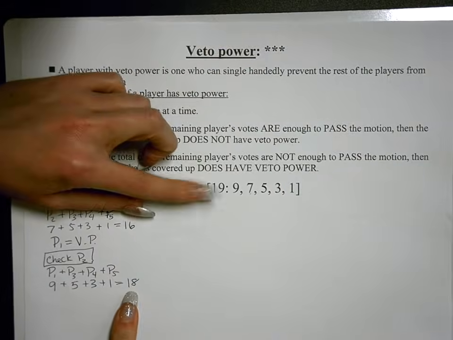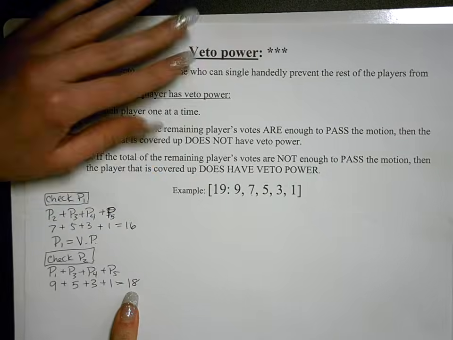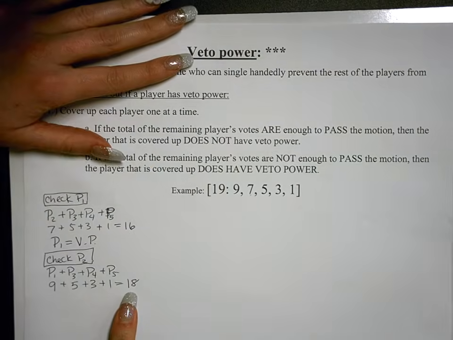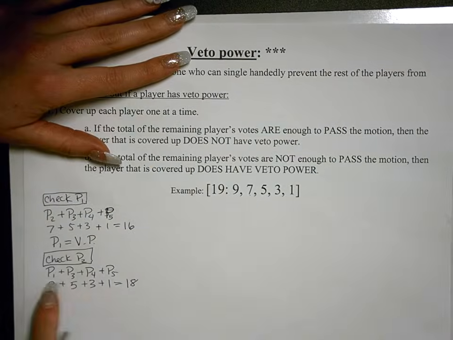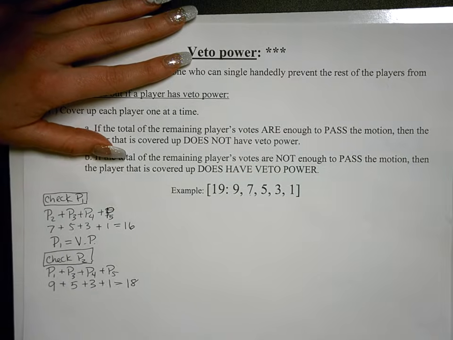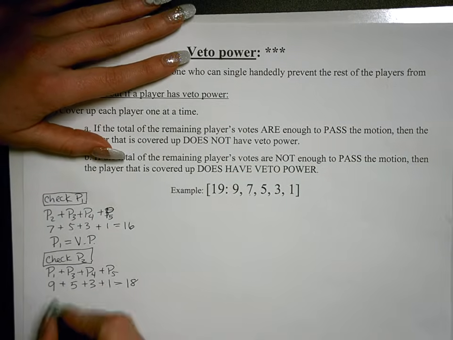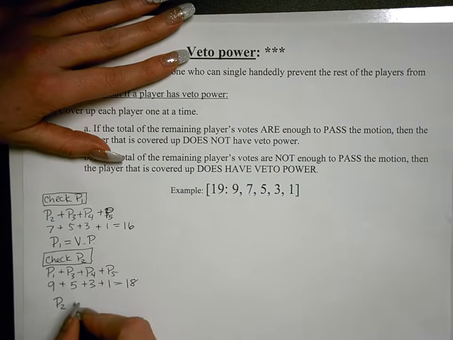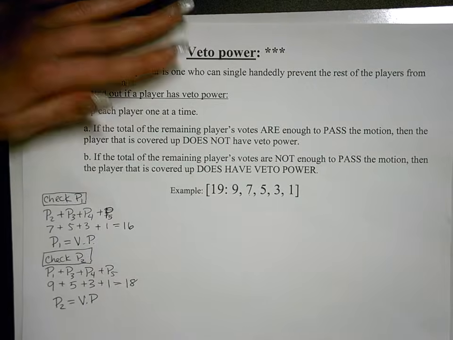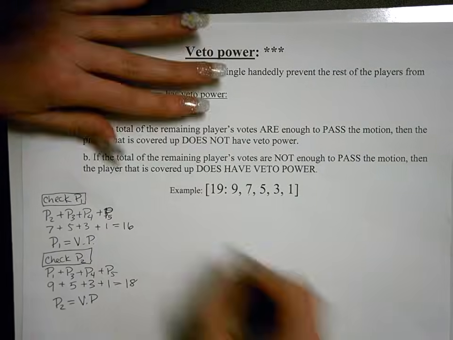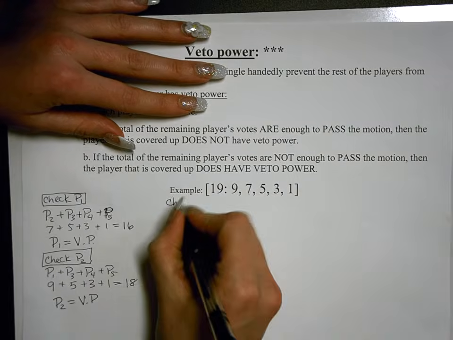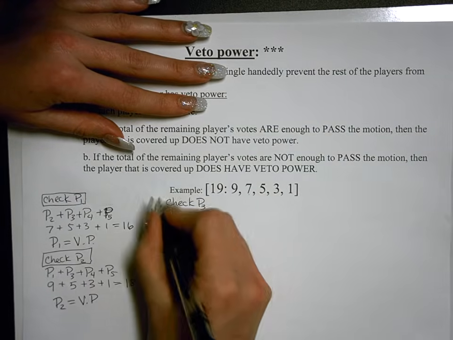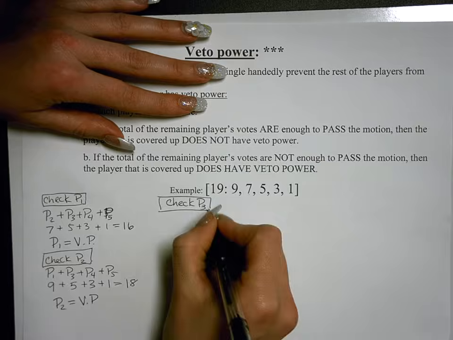18 is not enough to pass. You need 19 votes to pass. Therefore, if player 2 does not vote with these 4 players, they cannot pass a motion. Therefore, player 2 has veto power. Okay, now we're just going to keep continuing and check player 3, to see if player 3 has veto power.